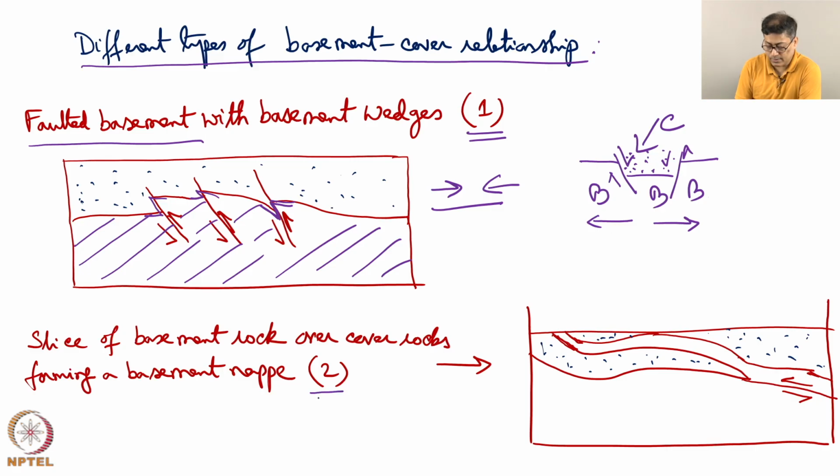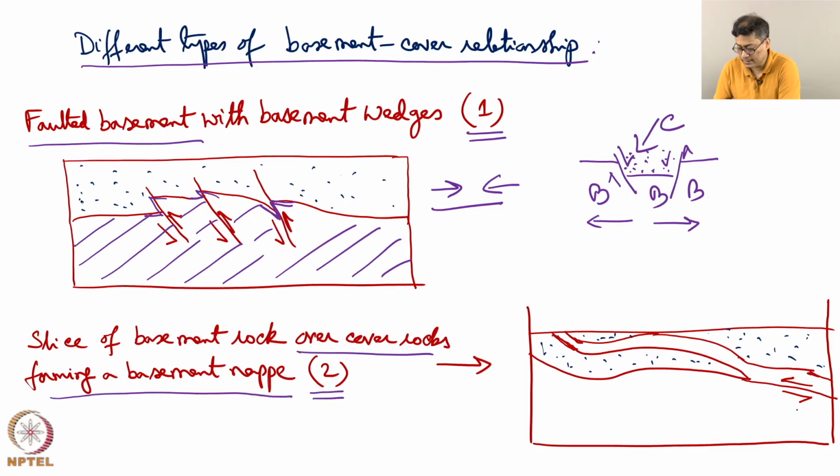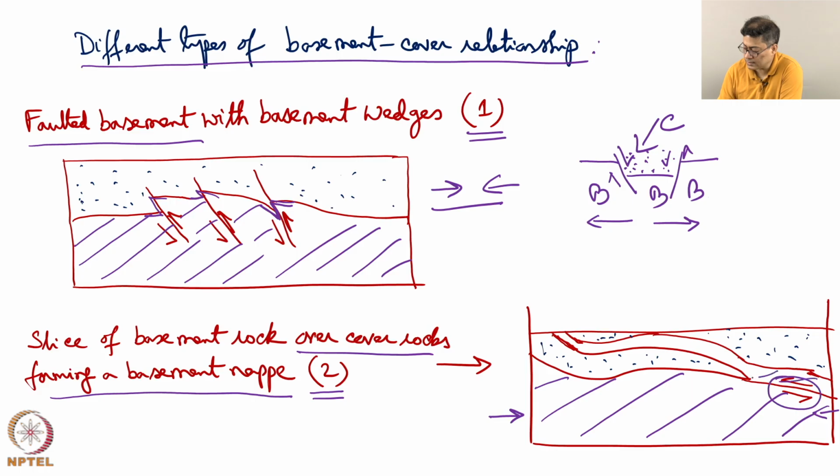Come to the second possibility, slice of basement rock over the cover rocks forming a basement nappe. In this case, again a compressional tectonic regime is considered where compression on both sides is given, and this basement material got reverse faulted for a very long distance, and this geometry is produced in the vertical cross section. So, what has happened from bottom towards top? Here we have the basement, then the cover, then the basement, then the cover.